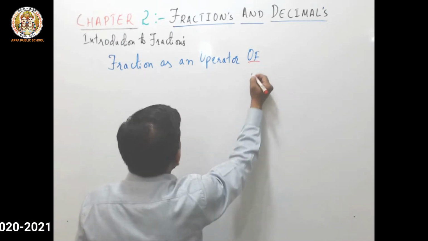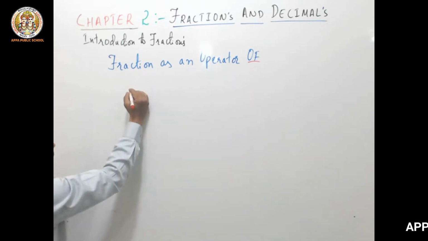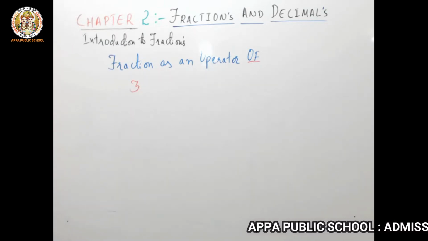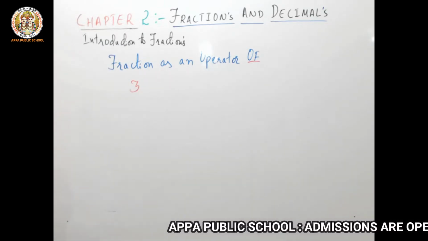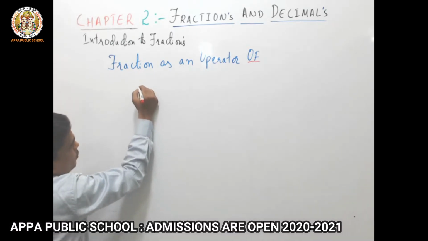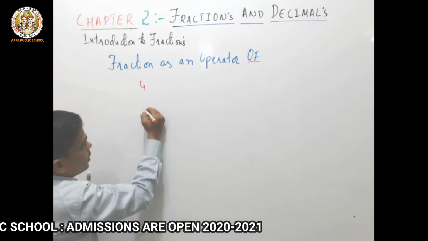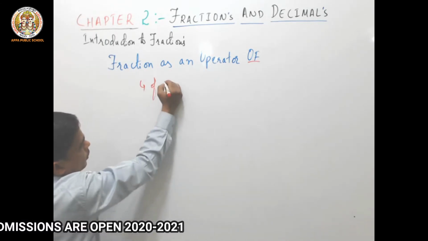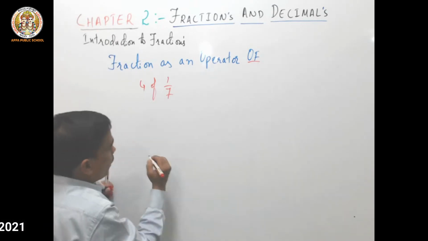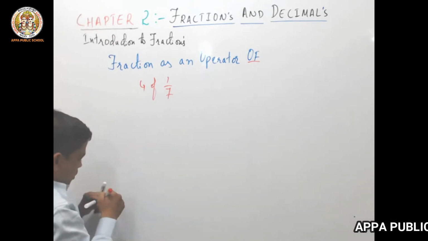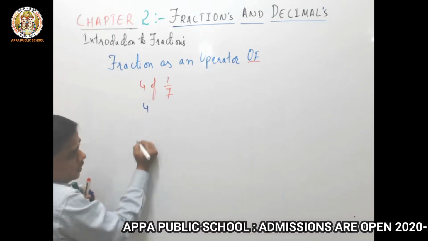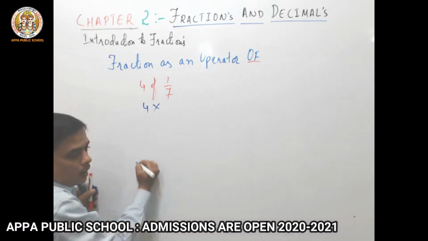Here, "of" means, suppose I write a whole number, 3 or any other number other than 3, suppose I write 4. This is an integer "of" 1 by 7, if I am taking the fraction as 1 by 7. So here I will write 4 as it is. Here "of" means I will take it as multiplication.